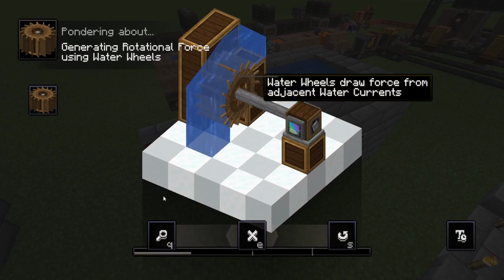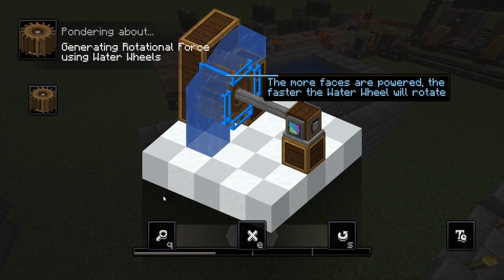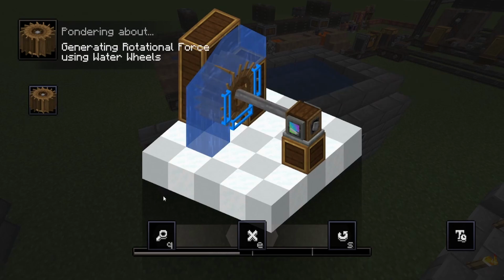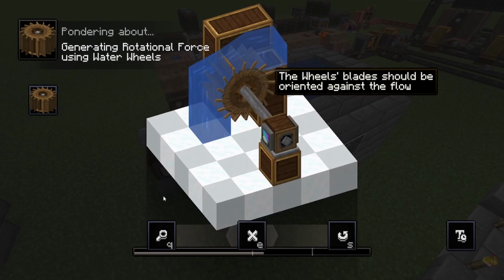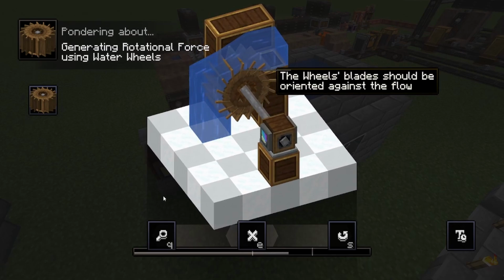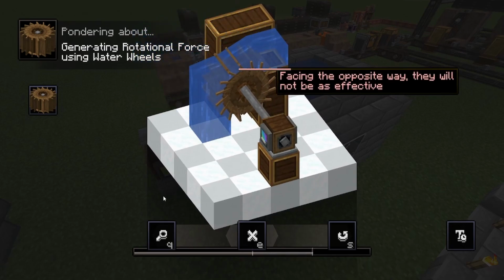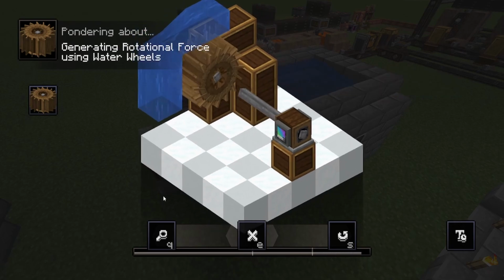Water wheels draw force from adjacent water currents. The more faces are powered, the faster the water wheel will turn. The wheel's blades should be oriented against the flow. Facing the opposite way, they will not be as effective.